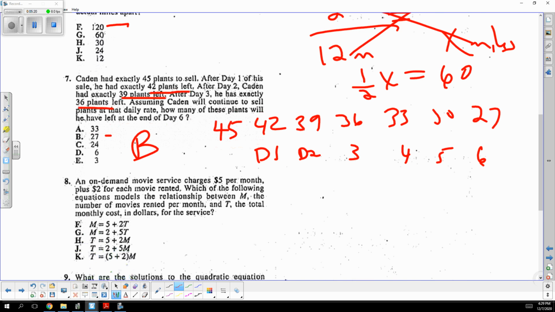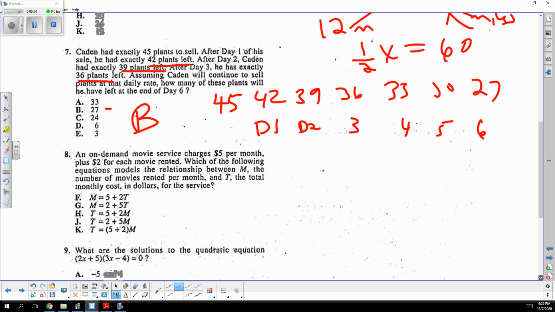Movies, $5 a month plus $2 a movie. So it costs how much the number of movies rented per month, T, the total dollars in cost for the service. So it has to be the total cost equals 5, that's per month, plus 2M. Answer has to be H.